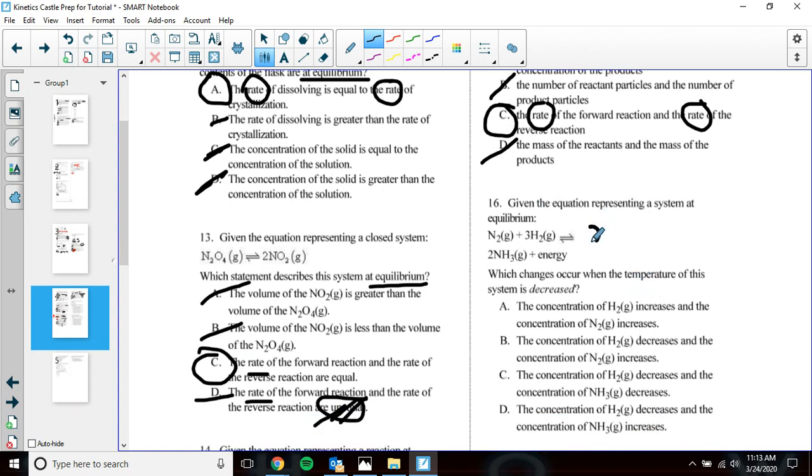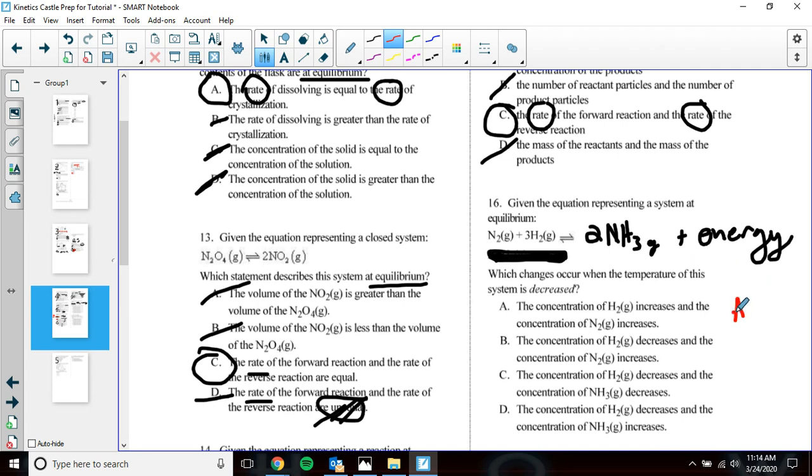All right, so here's another issue. I'm going to rewrite this again. It's the same equation, 2NH3 gas plus energy. I'm just going to put it up there and block this out. I haven't even read the question yet, so this could be unneeded, but I want to make sure we have a formatting piece that we're used to. Okay. Which changes occur when the temperature of this system is decreased?